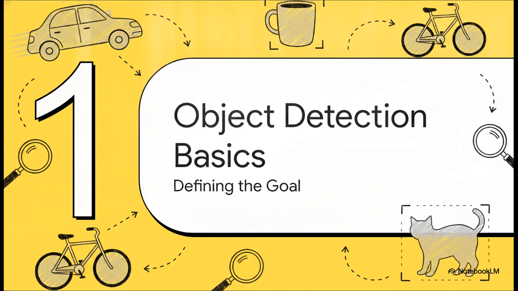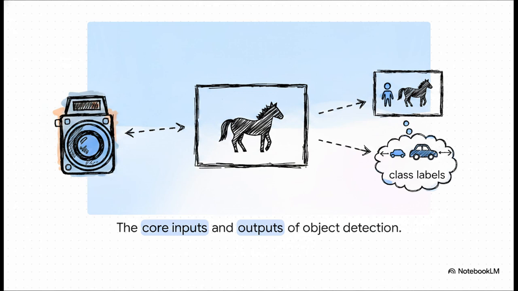All right, Section 1. The basics of object detection, and really justifying what our goal is here. Before we can start turbocharging things, we absolutely have to define our baseline. Now, the foundational goal here is actually surprisingly simple. You've got a single input, right? Just an image. And your system needs to spit out two very specific outputs.